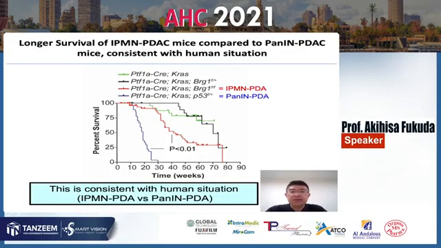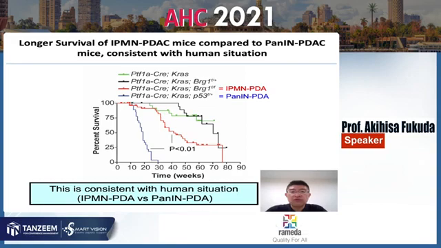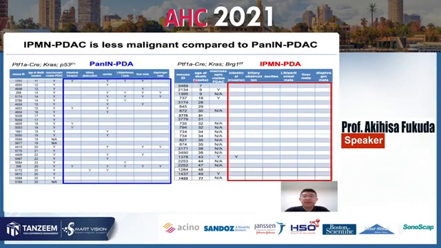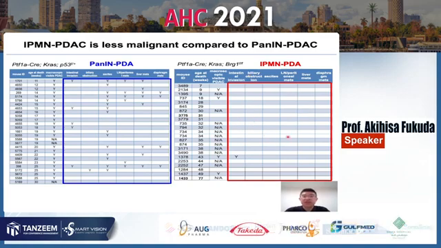IPMN PDAC mice, PTF1A-Cre KRAS BRG1 flox mice, had much better prognosis for survival compared to PanIN PDAC mice, PTF1A-Cre KRAS P53 flox mice. This is consistent with the human situation. IPMN PDAC mice had much less metastasis and invasion compared to PanIN PDAC mice as shown here.